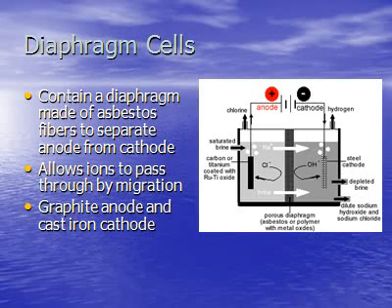Now you can see the diaphragm cell. The diaphragm cell contains a diaphragm made of asbestos fiber to separate the anode from the cathode. It allows ions to pass through by migration. A graphite anode and a cast iron cathode are used.